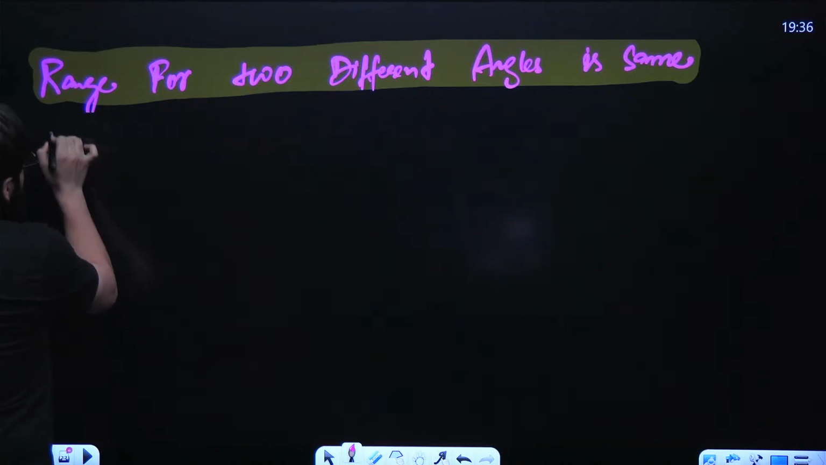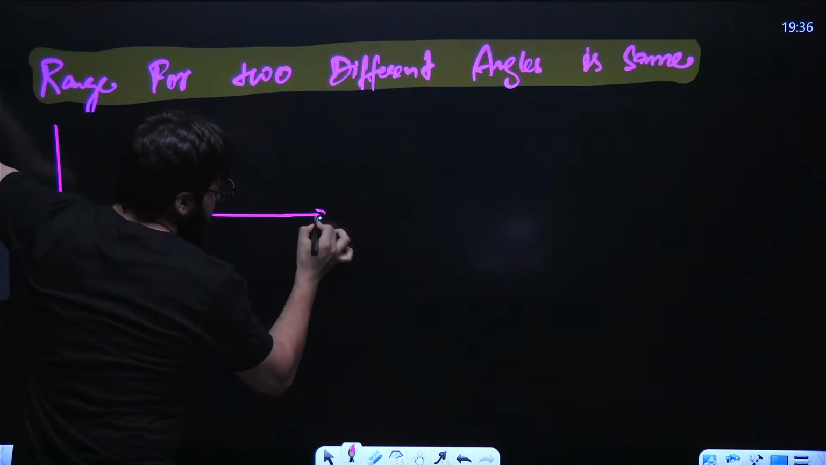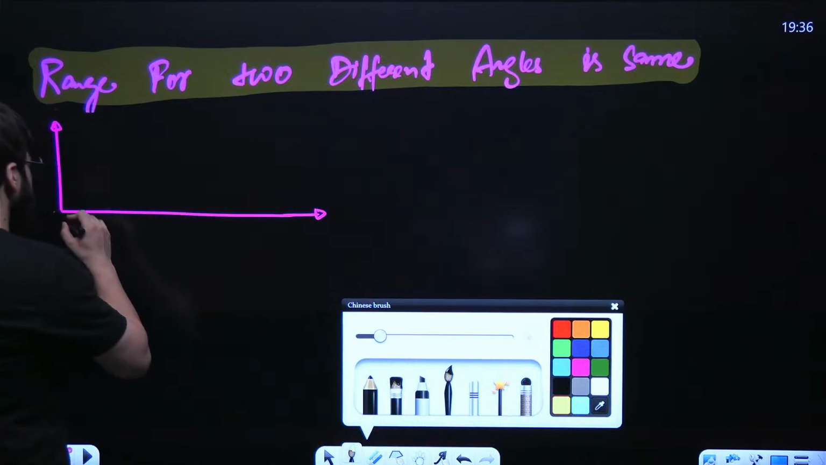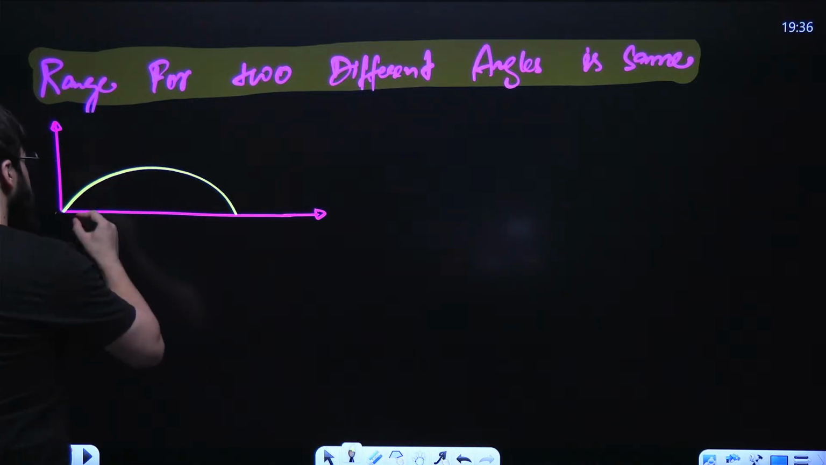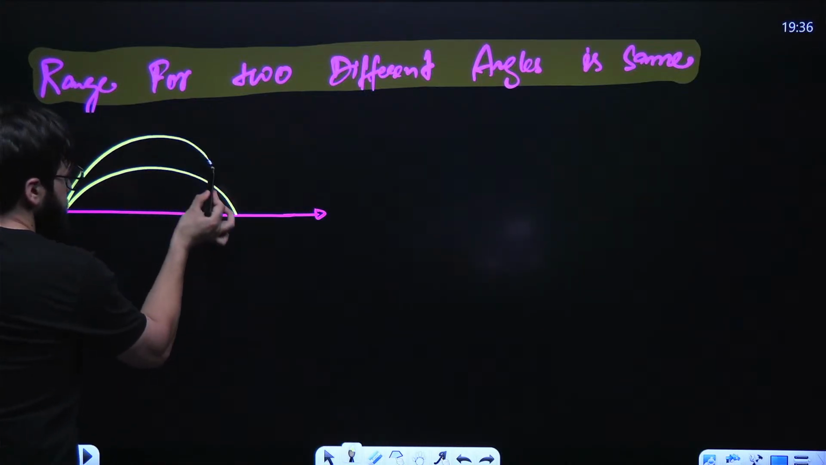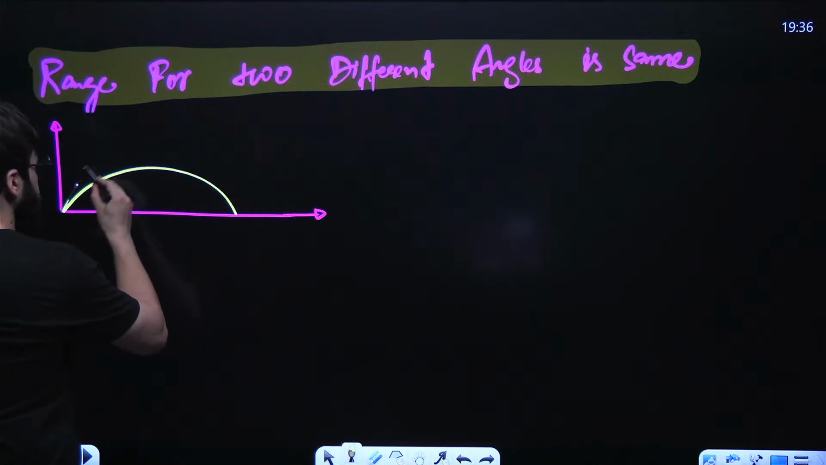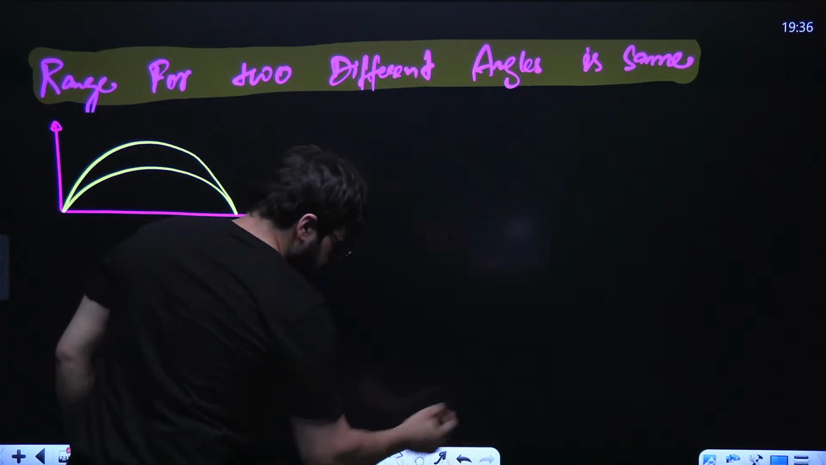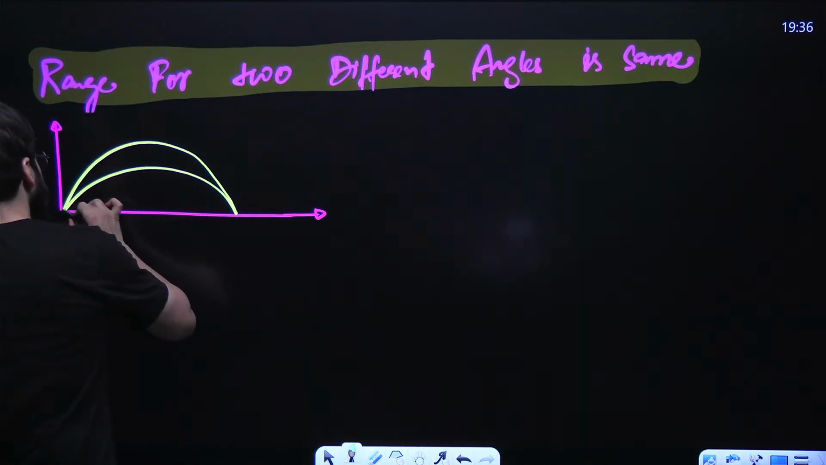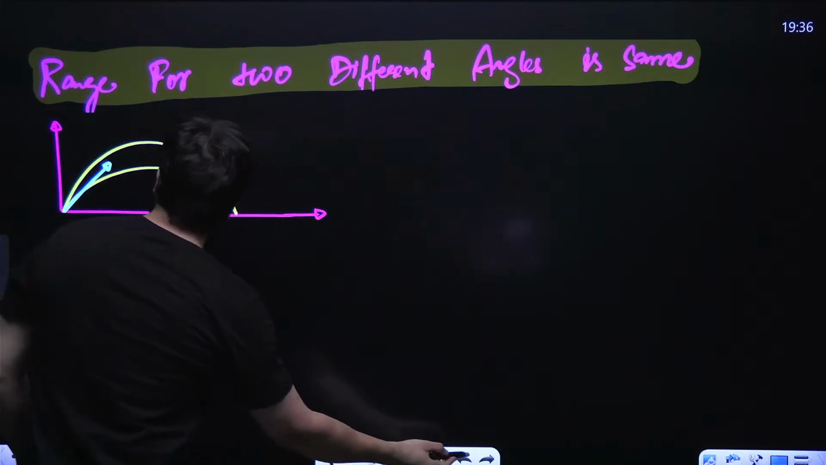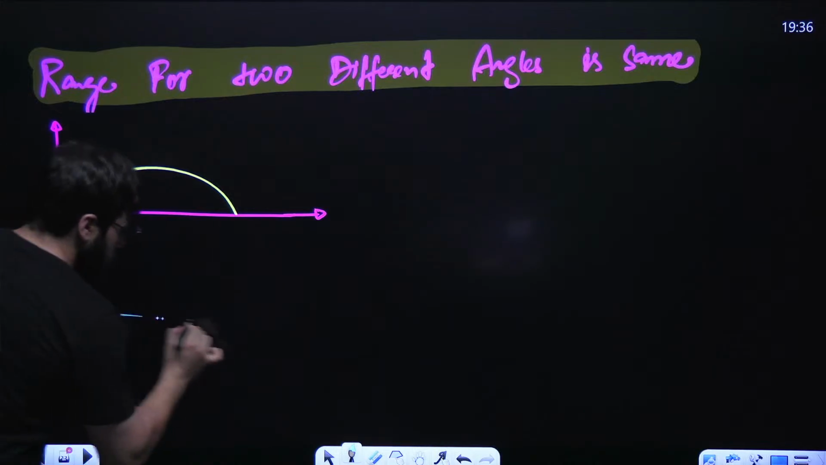Let's suppose I am throwing two projectiles over here. Okay. Let me show you. This is the first projectile and this is the second projectile. Guys, see. This first projectile is launched at some angle, and this second projectile is launched at another angle.